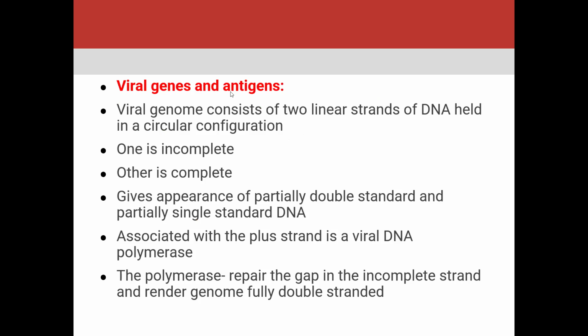Next, viral genes and antigens. As I showed you in the previous picture, the virus genome consists of two linear strands of DNA held in a circular configuration, which means circular double stranded DNA. In this double stranded DNA, one strand is the complete strand and the other is the incomplete strand. One strand is the plus strand and the other is the minus strand. The plus strand is the incomplete strand and the minus strand is the complete strand. This gives the appearance of partially double stranded and partially single stranded DNA.